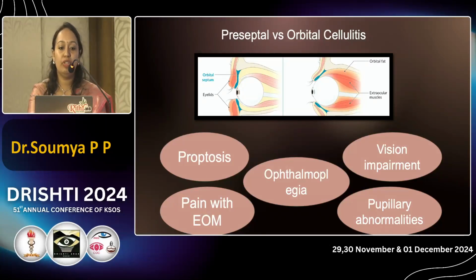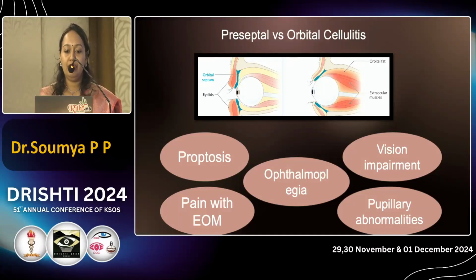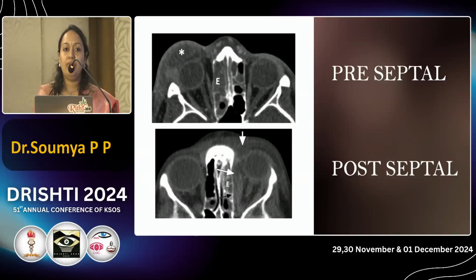First we have to differentiate between preseptal and orbital cellulitis. When the infection spreads to the orbit beyond the orbital septum, it can produce proptosis. When it affects the extraocular muscles, we can have pain with extraocular movement and ophthalmoplegia. When it affects the optic nerve, vision impairment and pupillary abnormalities will be there. So when in doubt, we should always order imaging.